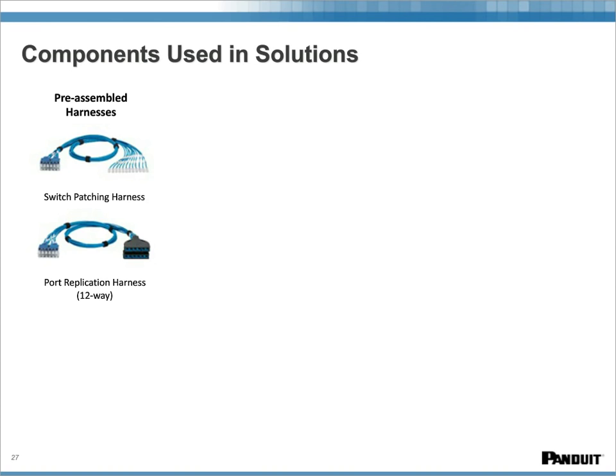Or it could be the switch port replication harness, either 6-way or 12-way, or even 8-way. And this would go from plugs on one end into the switch with jacks on the other. And again, for the maximum time savings, you'd want those jacks housed in a cassette so that you get that one-handed installation of 6 jacks at a time.